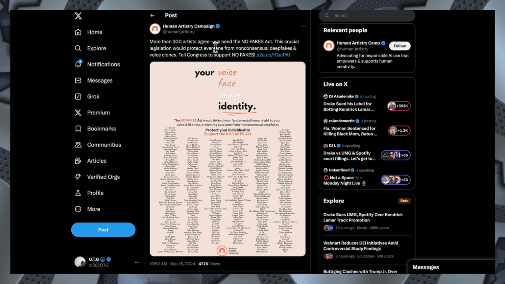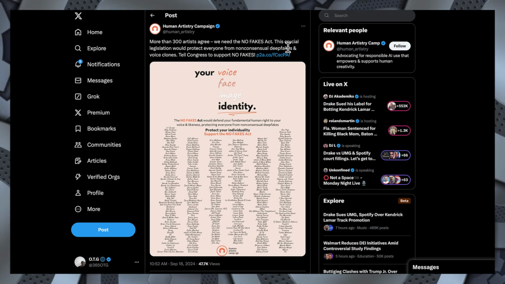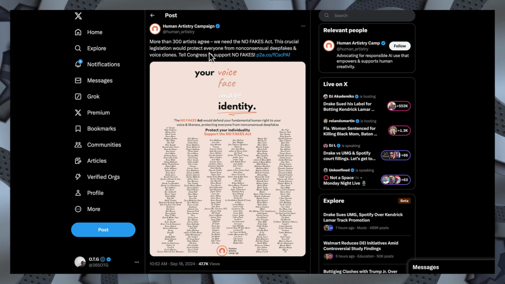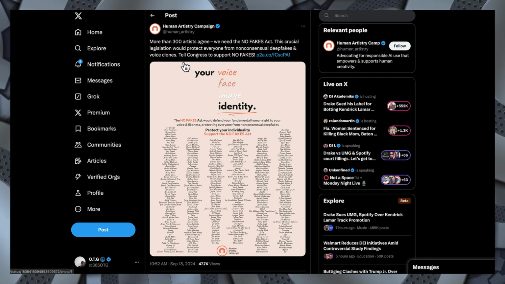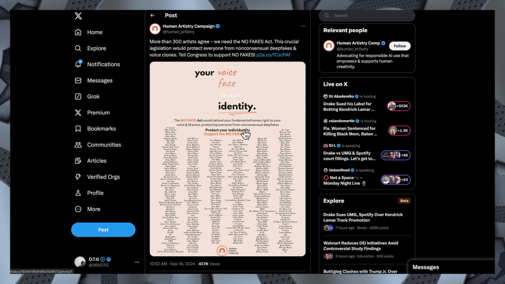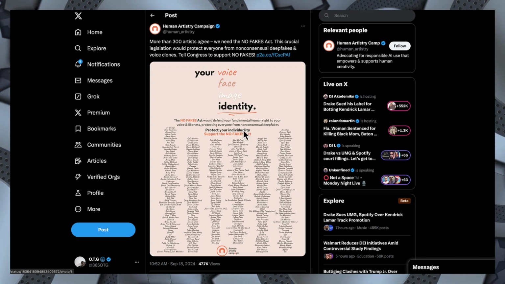More than 300 artists agree we need the No Fakes Act, the crucial legislation which will protect everyone from non-consensual deep fakes and voice clones. Tell Congress to support No Fakes.